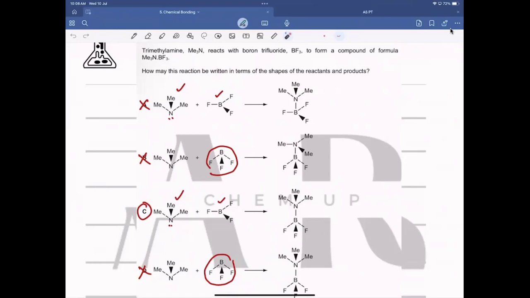Yes, sir. So it means that it is a shape of a trigonal planar, not the pyramidal. So over here, if you see in B and D, BF3 is shown as trigonal pyramidal. Yes, that's why I marked them wrong. Is this clear?